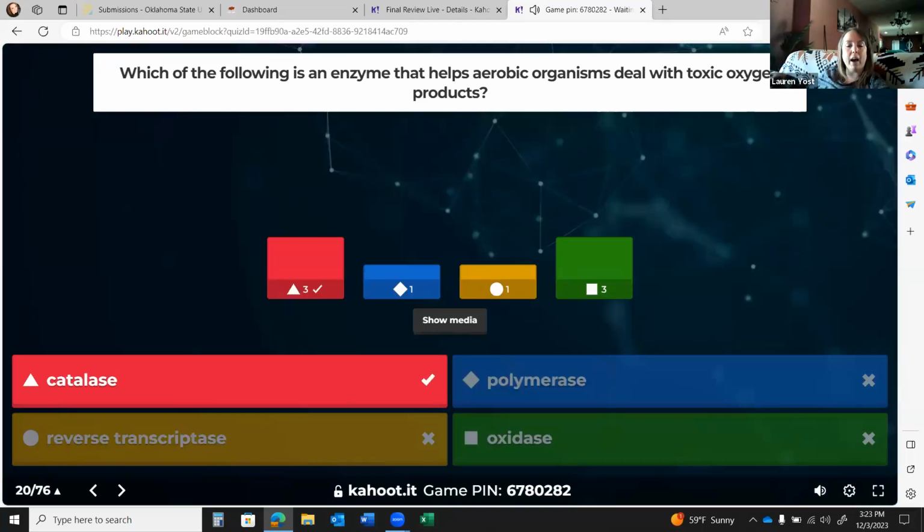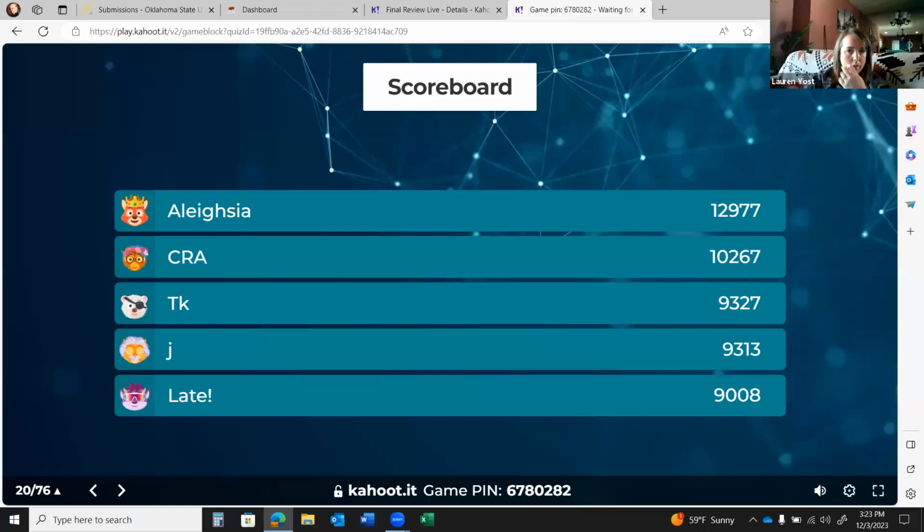Yep. So this is going to be catalase, and it usually is divided between people's minds. Catalase or oxidase. Oxidase was referring to cytochrome C oxidase, which was involved in the electron transport chain. But when we're talking about dealing with those toxic oxygen byproducts like hydrogen peroxide, catalase takes hydrogen peroxide and turns it into water and oxygen, just like what we learned in the lab.